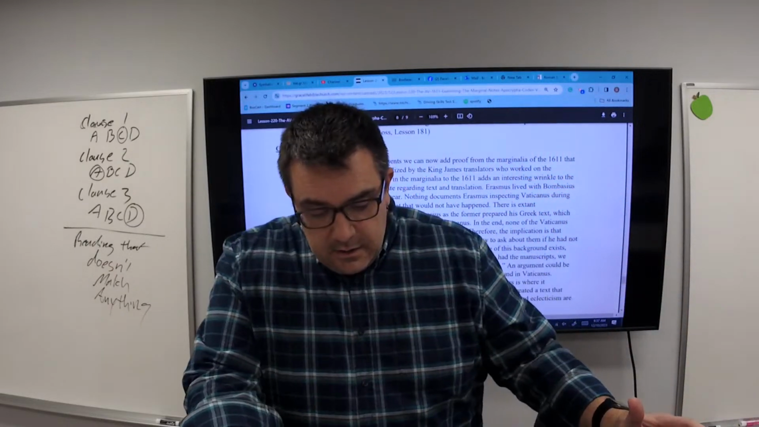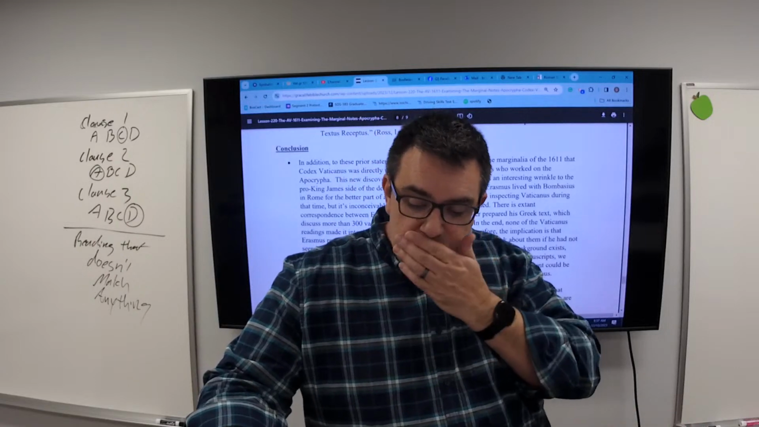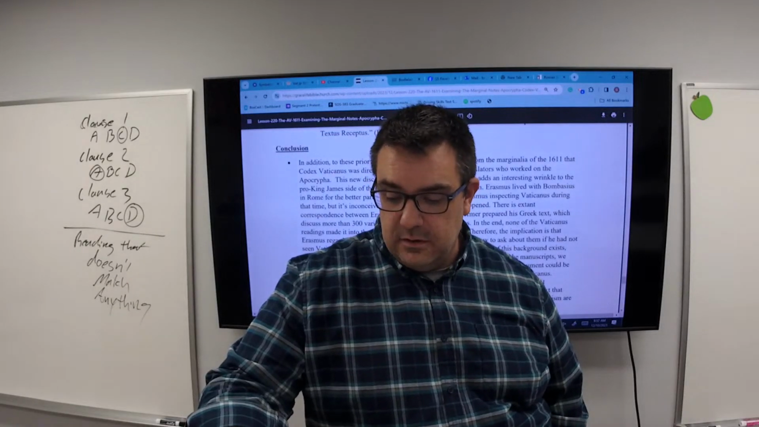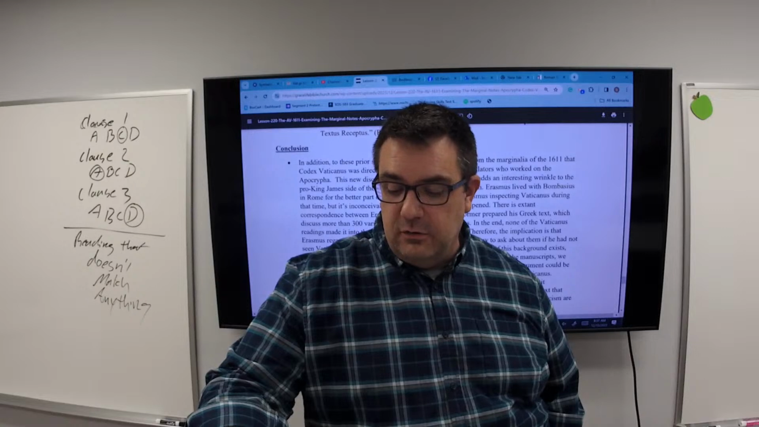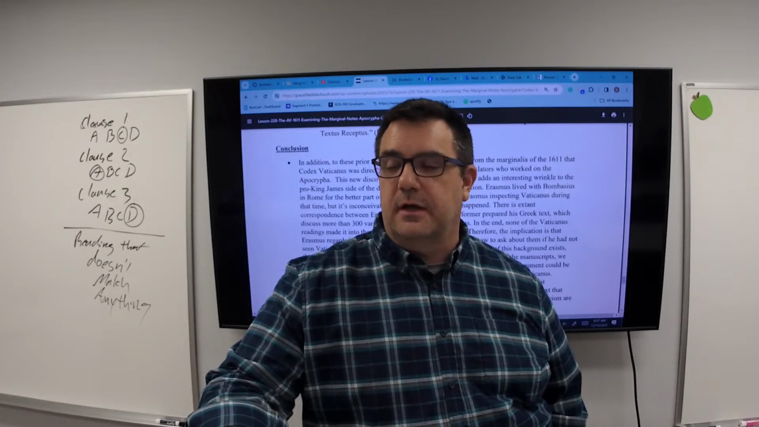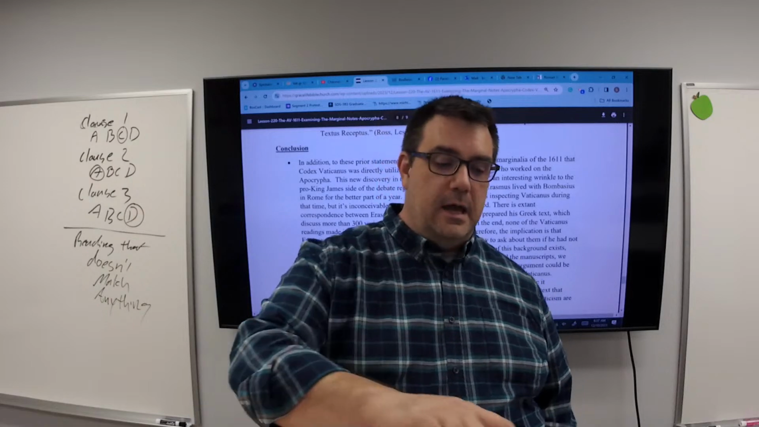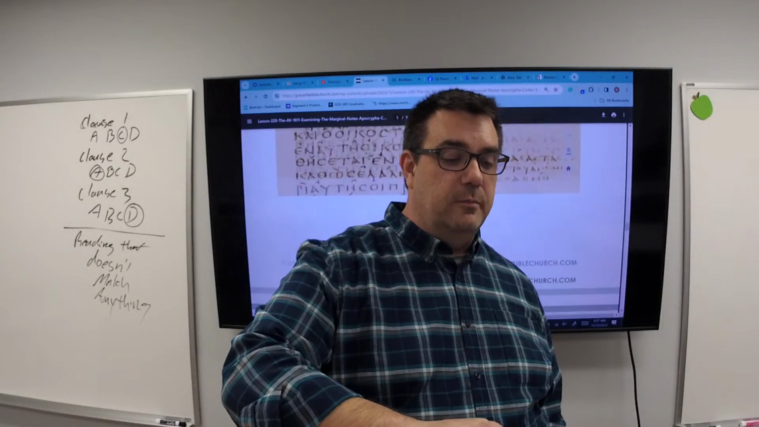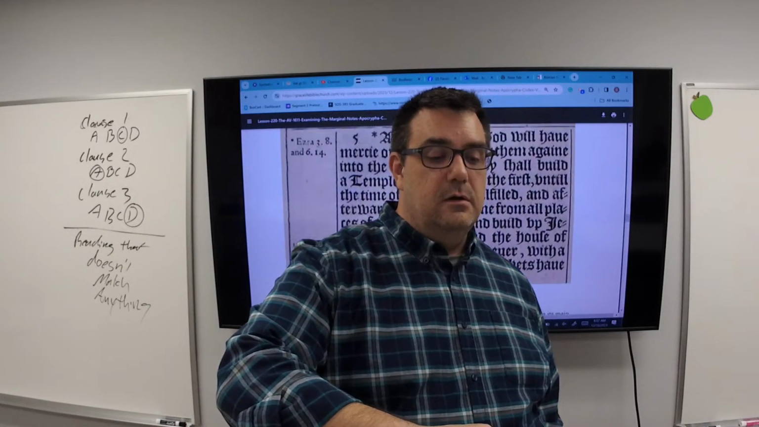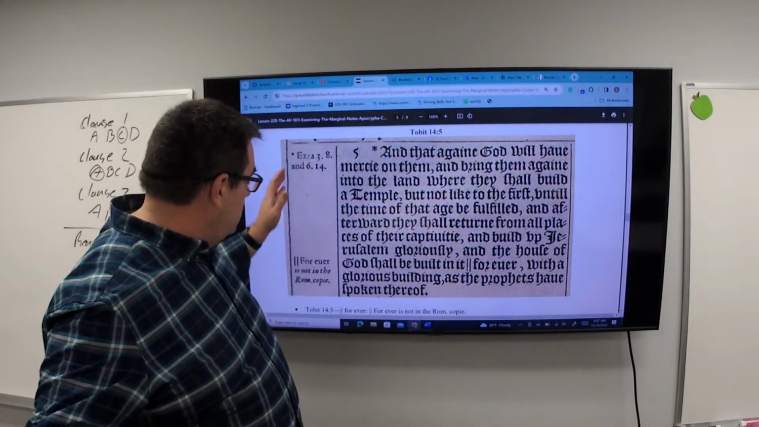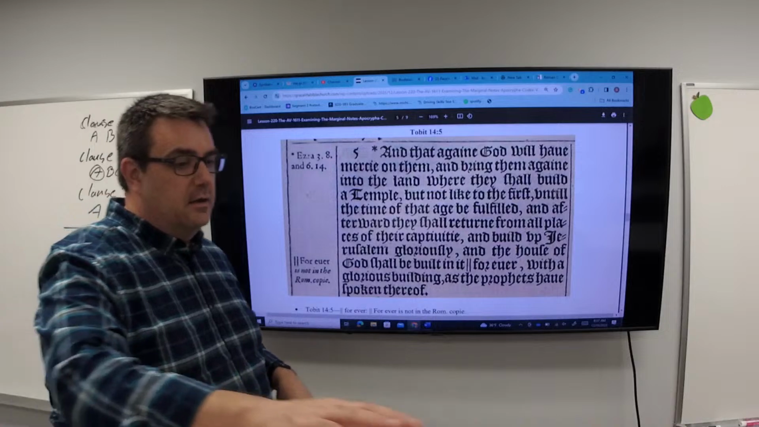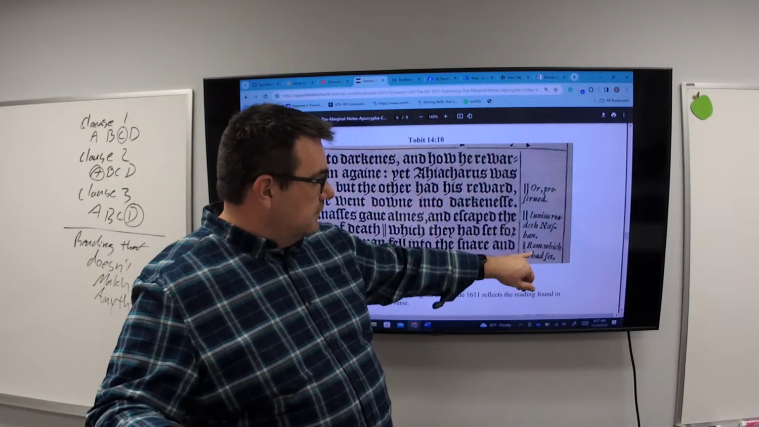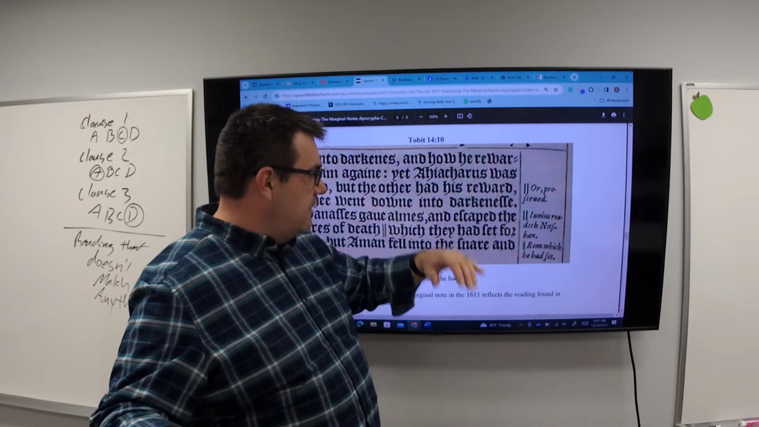Page 8. In addition to these prior statements, we can now add proof from the marginalia of the 1611 that Codex Vaticanus was directly utilized by the King James translators when they worked on the Apocrypha. Okay, now how do I know? Because of these two marginal notes here at Tobit 14:5, not in the Roman copy, and at Tobit 14:10, Rome, which had instead of they.